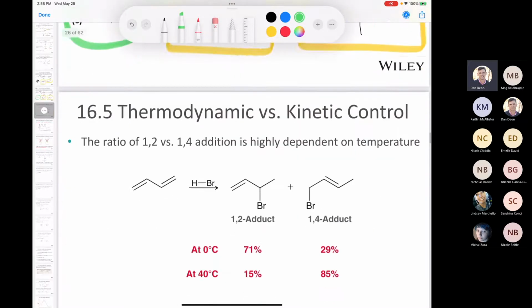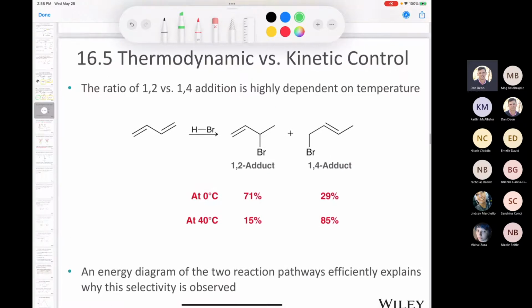Let's talk about this whole idea of getting a mixture of 1,2 adduct and 1,4 adduct. Is there anything that we could do to prevent from getting a mixture, or is there anything that we could do to produce one of these regioisomers in a greater amount than the other regioisomer? Because let's face it, if you make racemic mixtures and equal mixtures of everything, then it gets really difficult to separate the compounds, and the chemistry is not that useful.